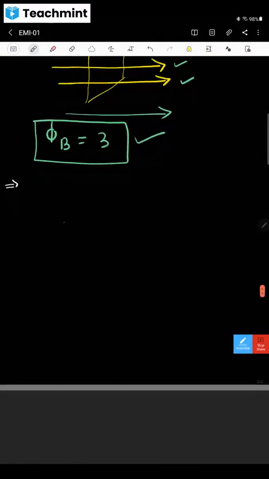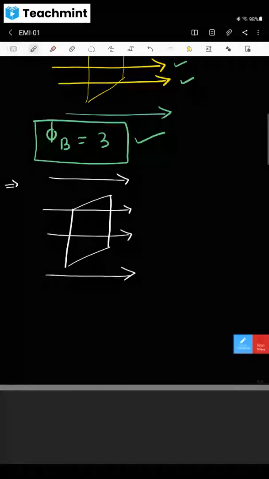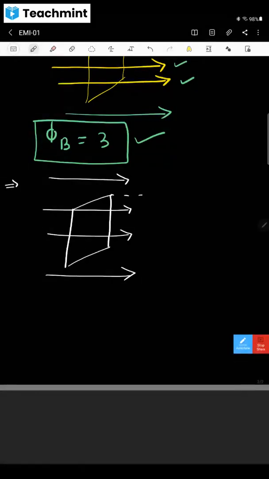Now, look at this, dear children. For example, I have taken this surface here, and some magnetic field is passing like this. So what is the flux here? In this case, what is the flux? Tell me. Two is the flux, no?